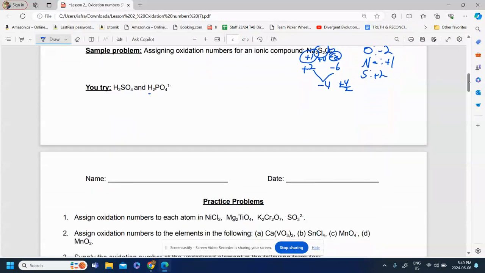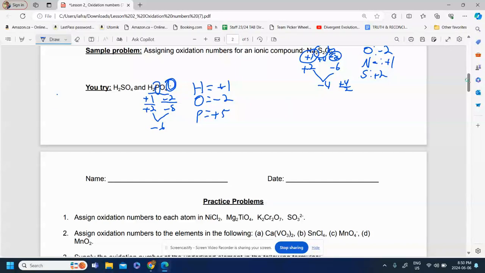So here we have H2PO4 minus. Again, H should be +1. O should be -2 because it's not a peroxide. Now the thing is, since it's -2, that means there's -8 because there's 4 of them, and here there's +2 because there's 2 of them. Together that makes -6. Now you want the overall charge to be 1 minus, because that's what we have there. So -6 plus 5 is what would make 1 minus. So phosphorus is +5. Let's try this one out over here.